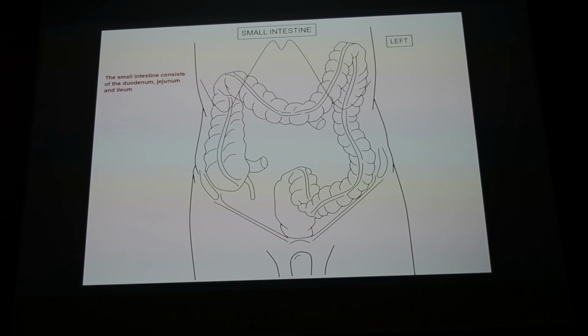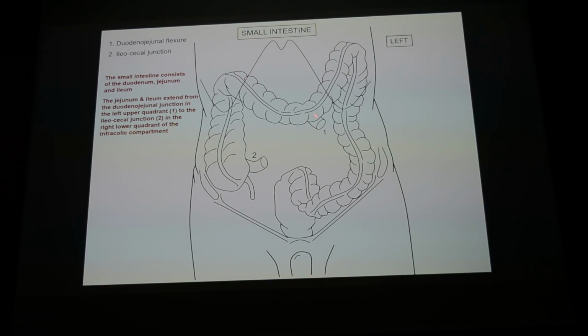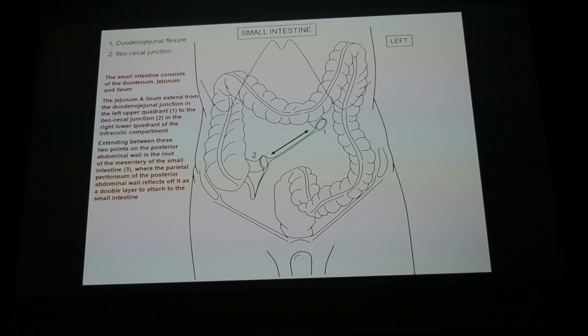Now, this point 1 and 2, this is the beginning of the small intestine and this is the end of the small intestine. Right? The jejunum comes from here and the ileum ends here. So this point 1 is known as the duodenojejunal flexure and this point 2 is known as the ileocecal junction, where the ileum joins with the cecum. Between these two, we have this green line, and this green line has a name. We call it the mesentery, number 3.